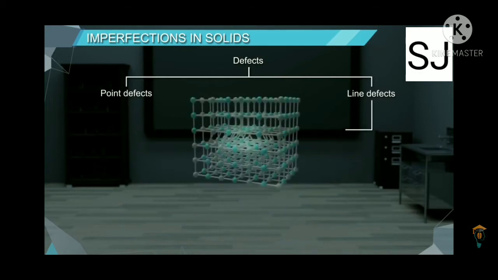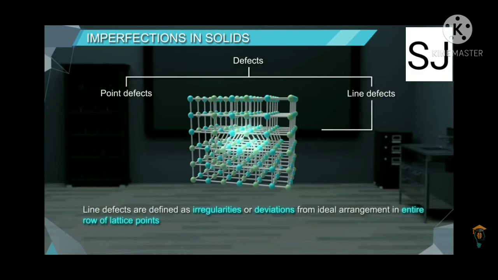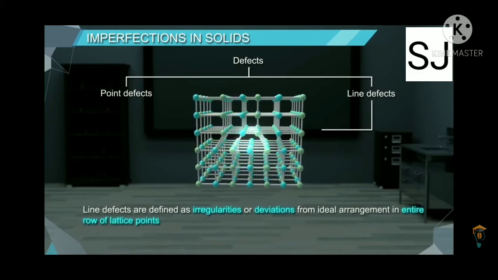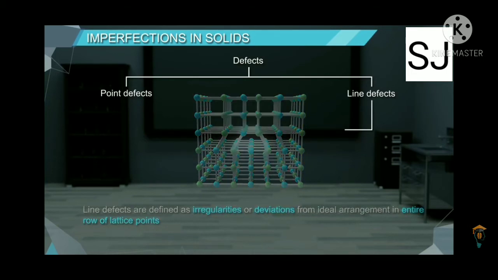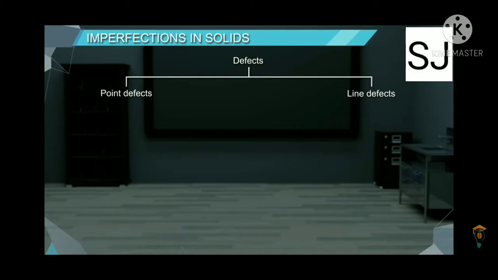So such defects are known as point defects, whereas line defects are the irregularities or deviations from ideal arrangement in an entire row of lattice points, as shown in the figure. The ideal arrangement is like this, where, if an entire row is displaced or not regular, then we can say that such defects are known as line defects.